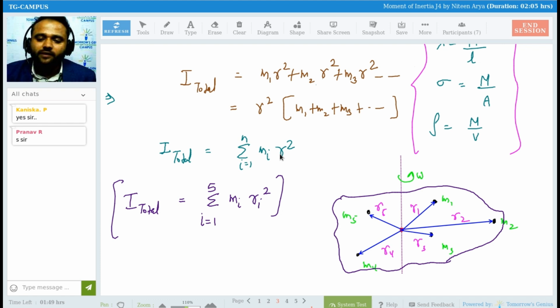But obviously for any particular continuous body I cannot do this integration, I cannot do this summation with this total sum. So for a continuous body, this summation can be converted into an integration, and then simply I choose this small dm mass, and I can pick this r only from the center of mass.